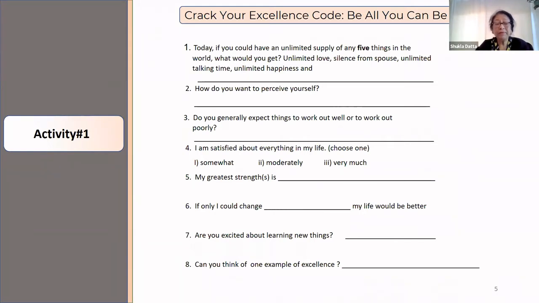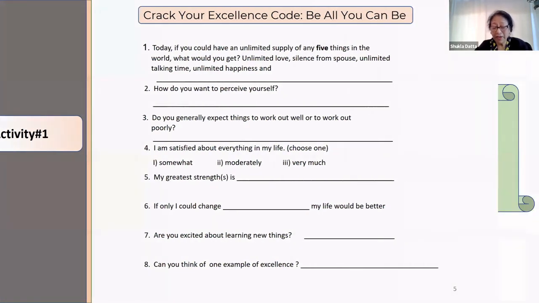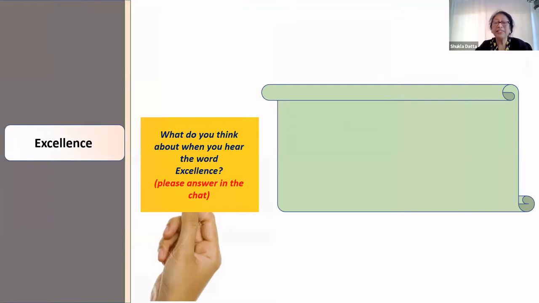Question number 7, 100% answered yes. And question number 8, can you think of one example of excellence? That is what I liked, let me share. Gandhi, Rosa Parks, and one person wrote, my father. I loved it. Thank you, everyone who shared your sincere thoughts.